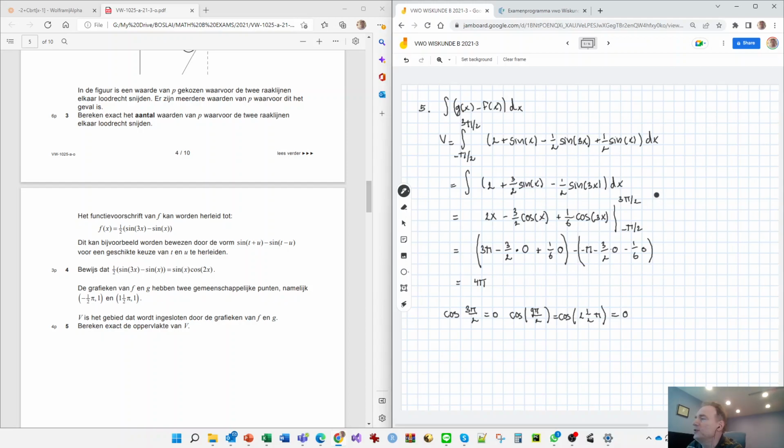Then you just substitute it. These are kind of known angles, definitely something you need to know. Turns out all these cosines are 0, so you get just 4 pi.